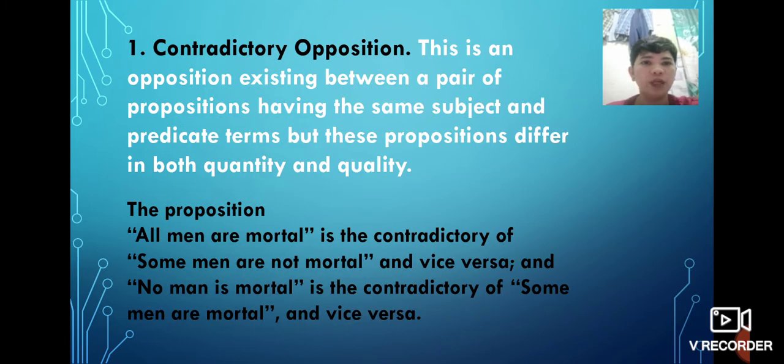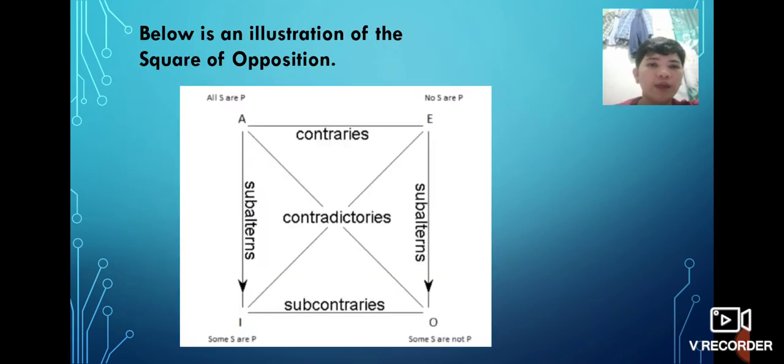For example, all men are mortal is the contradictory of some men are not mortal and vice versa, and no man is mortal is the contradictory of some men are mortal and vice versa. So we can clearly identify the contradictories because they differ in the affirmative and the negative, which is the quality, and they also differ in the quantity. A and O, E and I.